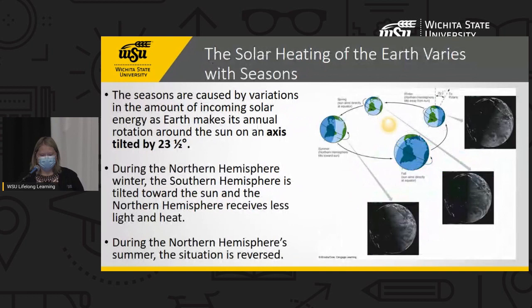And then the other thing that goes into the temperature differences and affects air circulation patterns is the different heating of the Earth according to the seasons. When we're having our winter in the Northern Hemisphere, we're tilted about 23.5 degrees away from the sun. That's when the Southern Hemisphere is having their summer, since they're 23.5 degrees closer to the sun. And so the opposite occurs during our summer and their winter. Again, this is changing heating patterns and temperatures, which is going to drive air circulation patterns.